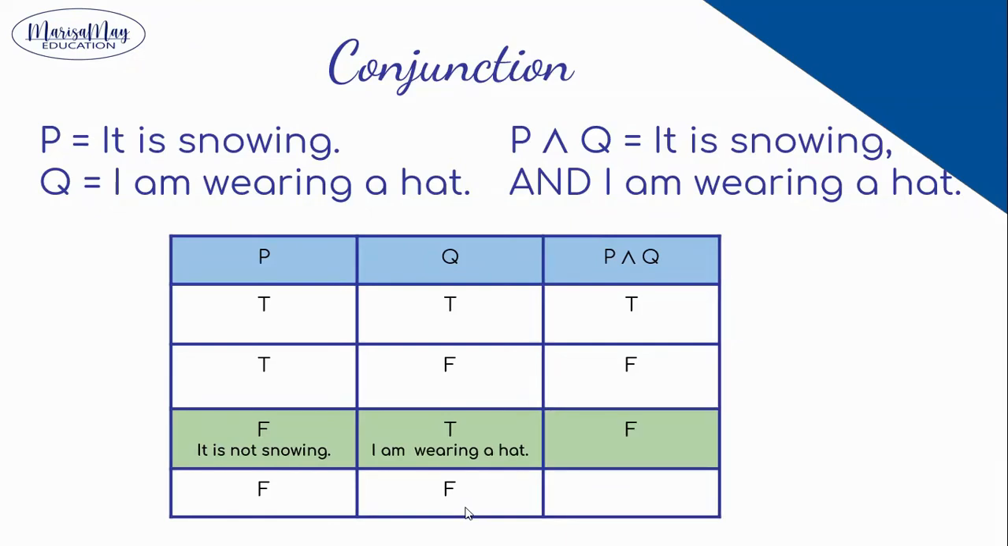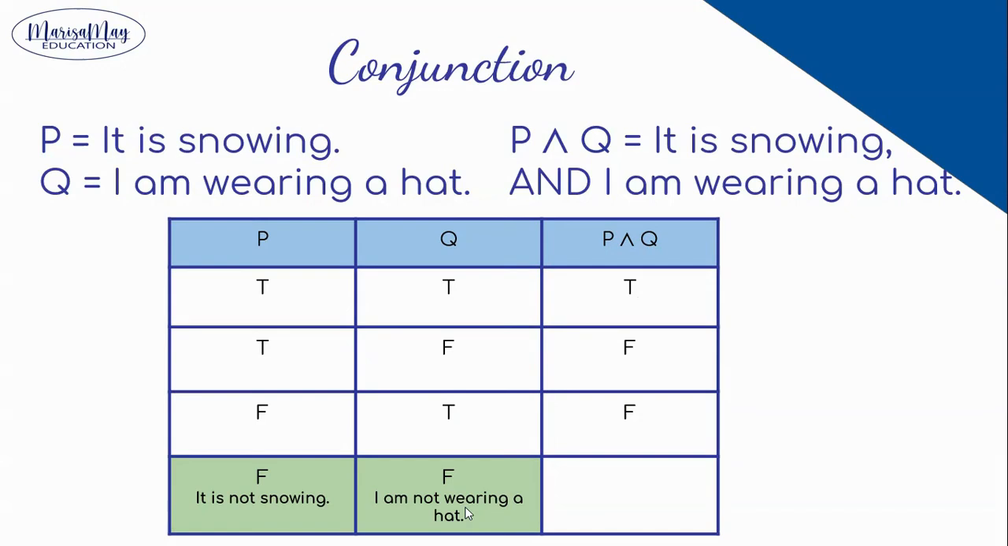All right, one more scenario to go. In this one, we'll look at P being false. It is not snowing. And Q is also false. I am not wearing a hat. So the P and Q statement, "it is snowing and I am wearing a hat," has to be false because it is not snowing and I am not wearing a hat.